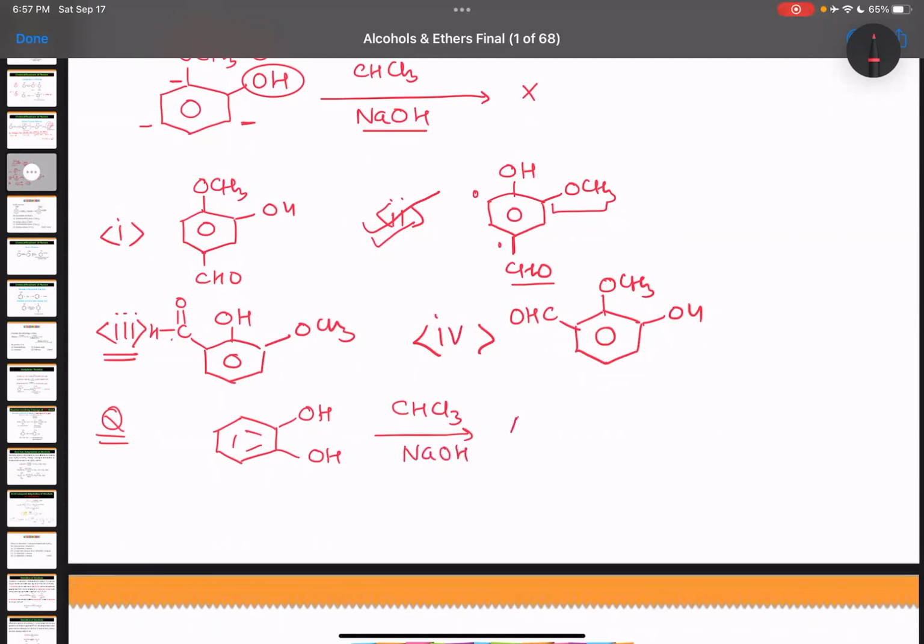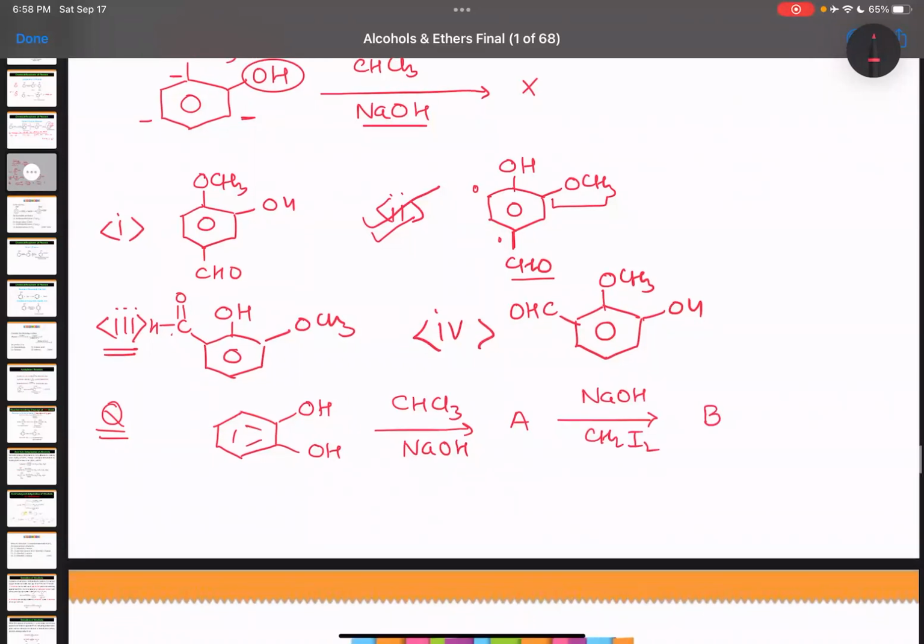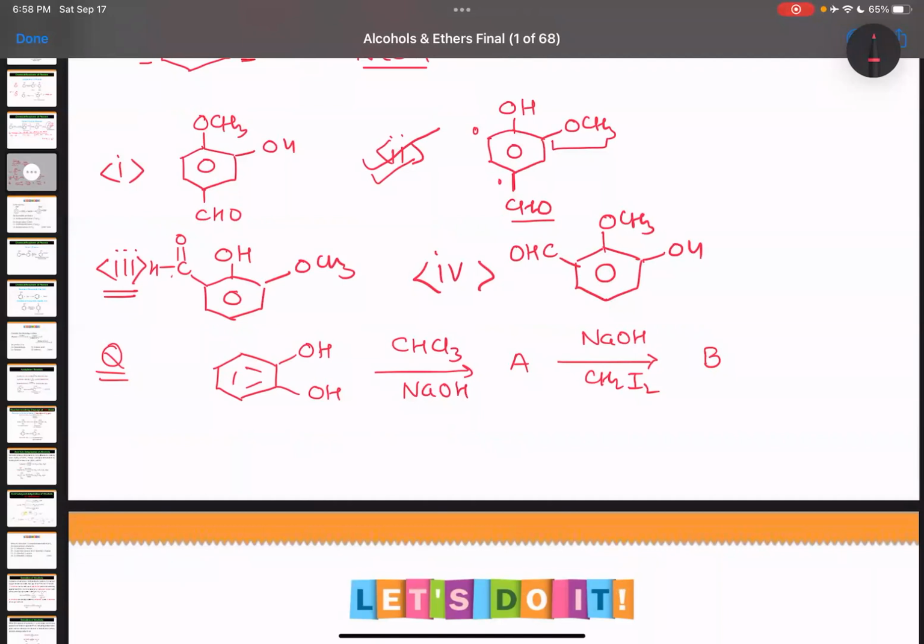This is NaOH, and this is A. And then you have used this, and B. So what's going to be the answer of B?